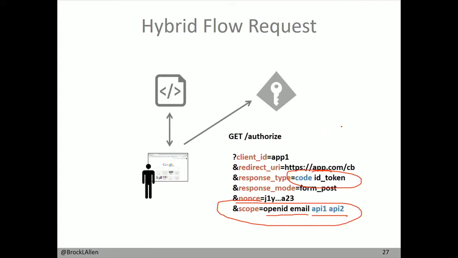The code is going to come back via the front channel. Okay? The code is not the access token. It's kind of weird. Well, hold on, all I want is the access token. Why can't it just send me back the access token in the front channel along with the ID token? It could, but the protocol is designed to minimize exposure of the vulnerable parts of this thing.